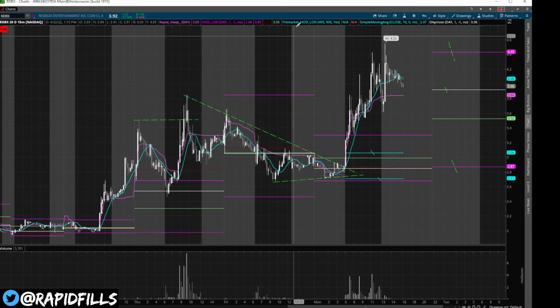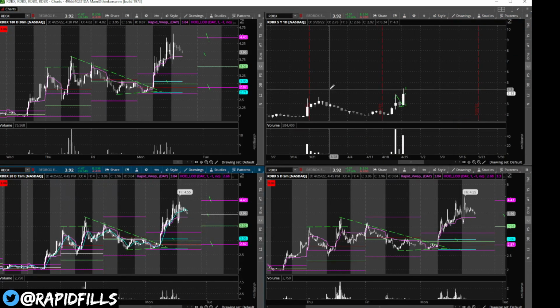That's why I use these different lines, yesterday's high, yesterday's low, pre-market high, pre-market low, and yesterday's close, so I can gauge where the stock is, what happened, and what the important levels are.